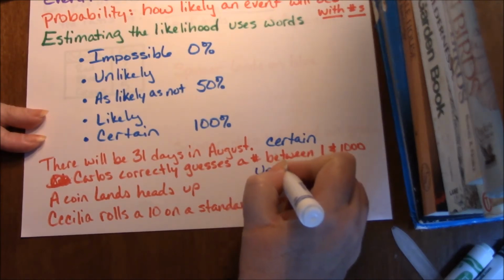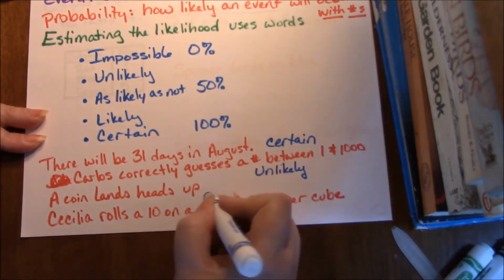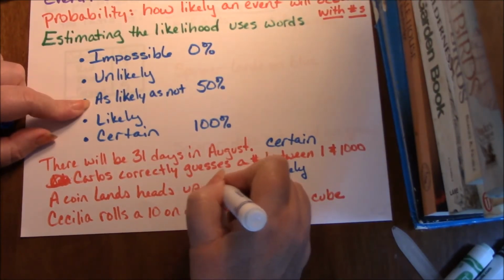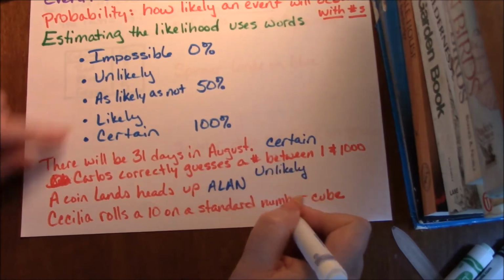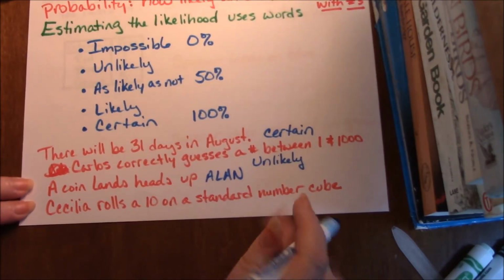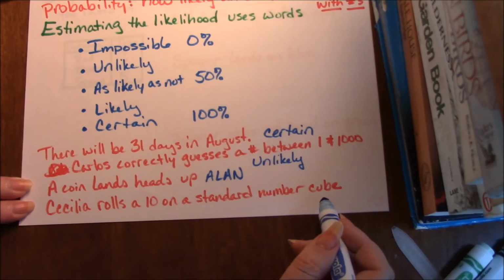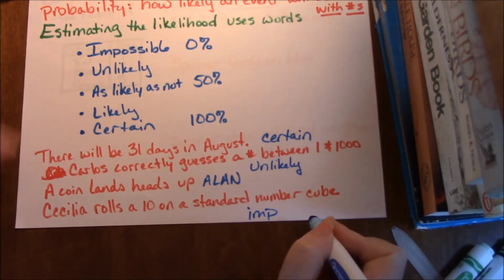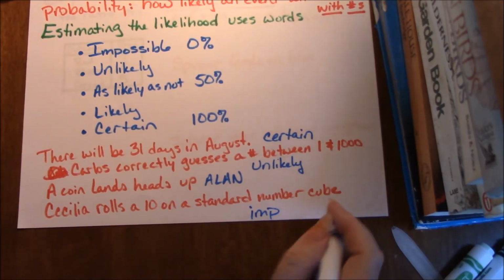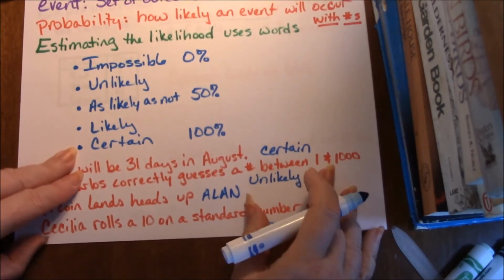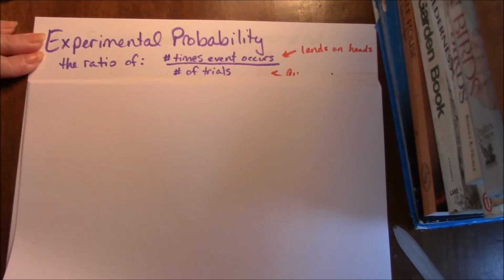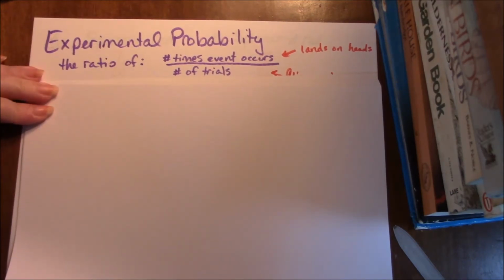So it is unlikely. A coin lands heads up. Well, he's got a 50% shot at that, so that's as likely as not. Cecilia rolls a 10 on a standard number cube. Well, a standard number cube has the numbers 1 through 6. So it is impossible that Cecilia will roll a 10 with only one cube. Get it? So when we talk about experimental probability, we're talking about a ratio. Here we finally get to the math part.